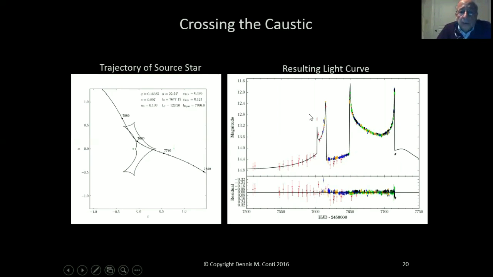This observation was done just in the last, well, I should say that this last crossing occurred just in the last couple weeks. And in fact, a notice went out just a couple weeks ago to have amateur astronomers take observations of this particular source star to determine what the magnitude was. And I was fortunate enough to have a clear night that night and was able to get an observation right at this point on the last crossing of the caustic.